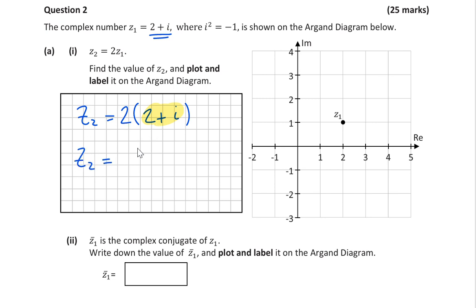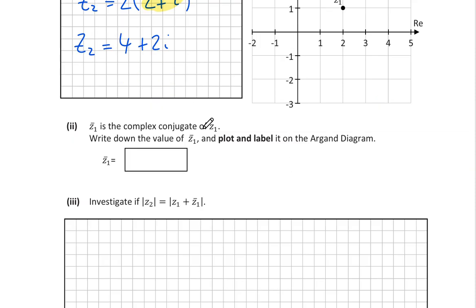You get Z2 to be 2 by 2 is 4, 2 by i is 2i, and Z2 is 4 plus 2i. Common mistakes here. Out to 4, up to 2i. So a common mistake is someone plotting it and forgetting to label. You only get 3 marks out of 5 for doing that. Don't forget to label. The question says plot and label.